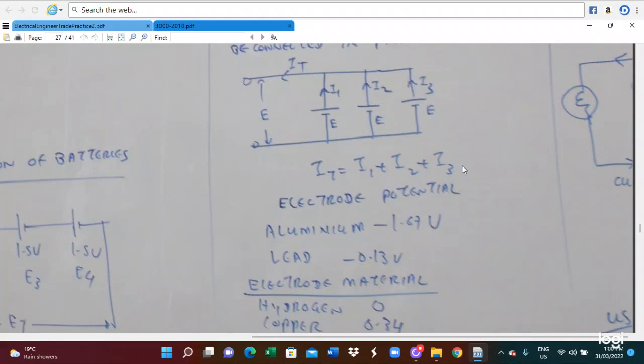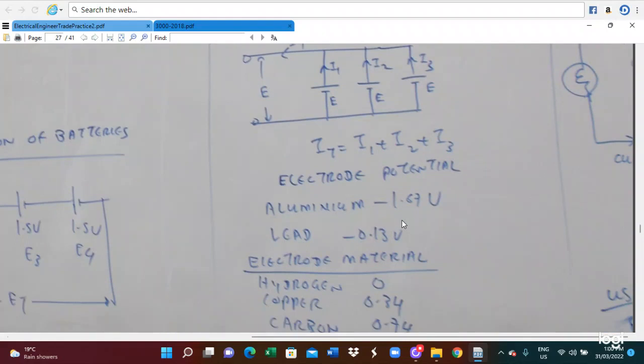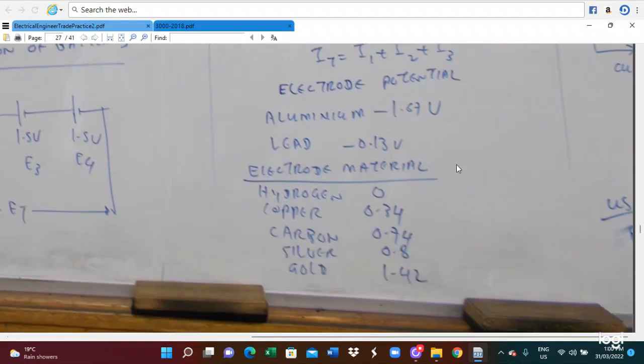So the electrode potential for aluminum is 1.67 volt and lead is 0.13 volt. The electrode material reference is hydrogen. So hydrogen is 0, copper 0.34, carbon 0.74, silver 0.8, and gold 1.42. These are the electrode potentials. Depending on the electrode material, there will be different electrode potentials.